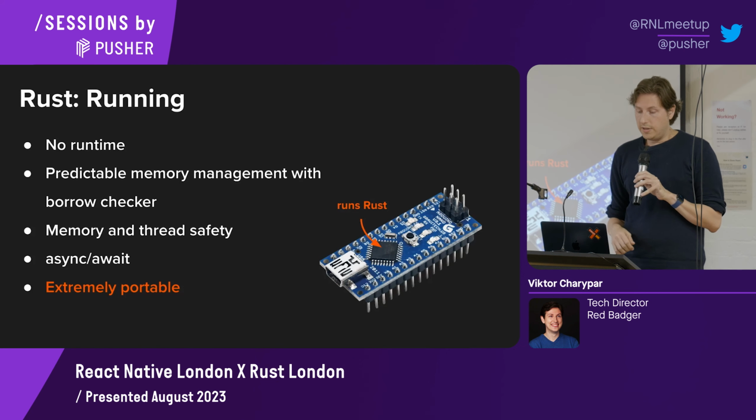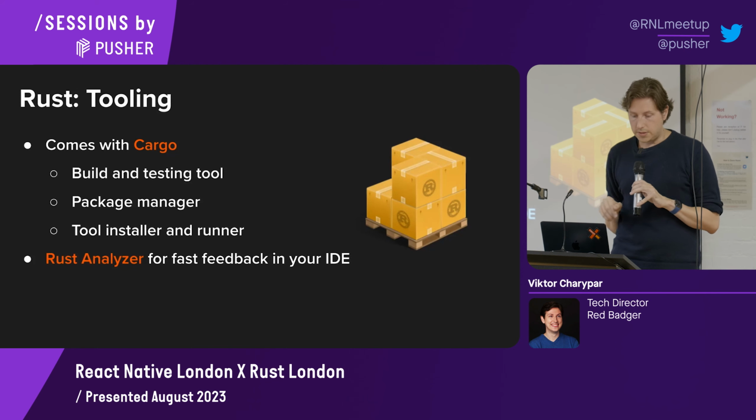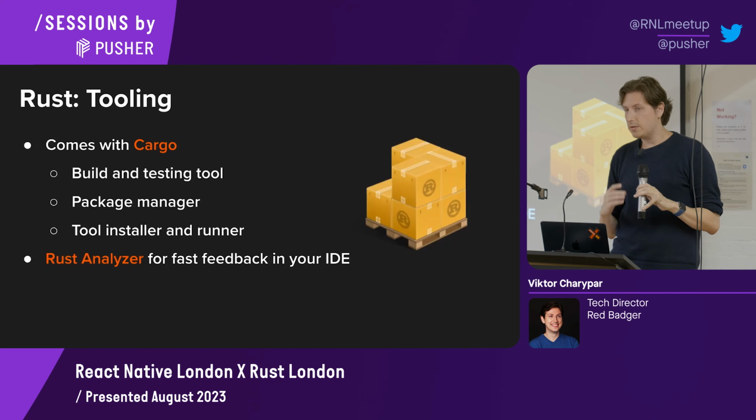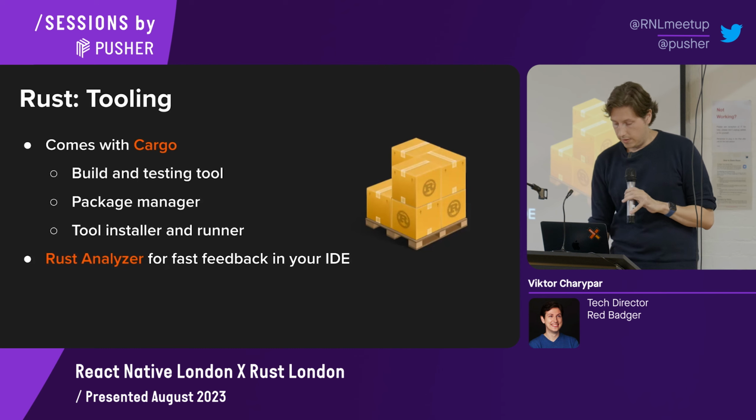And then finally, it's got a really good set of tools, where previously in the TypeScript slide, there were 15 different tools on the slide. And Rust basically needs just one, kind of. It's called Cargo. It's its build and testing tool, its package manager, its tool installer and runner. The only other tool that a lot of people use is called Rust Analyzer, which gives you live feedback in your IDE about types and lets you navigate and all that sort of stuff. So one or two, and everyone uses that. So you can sort of rely on that, which is really nice.